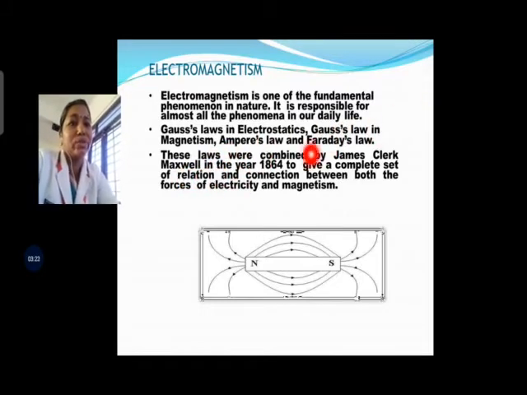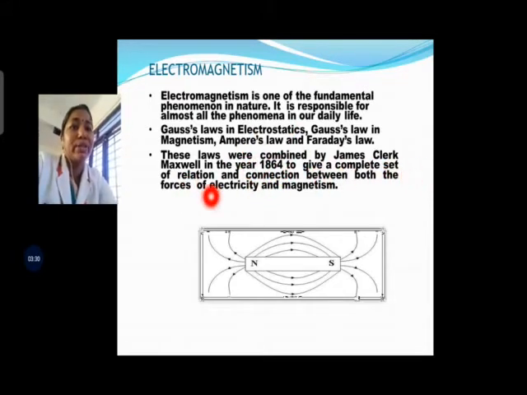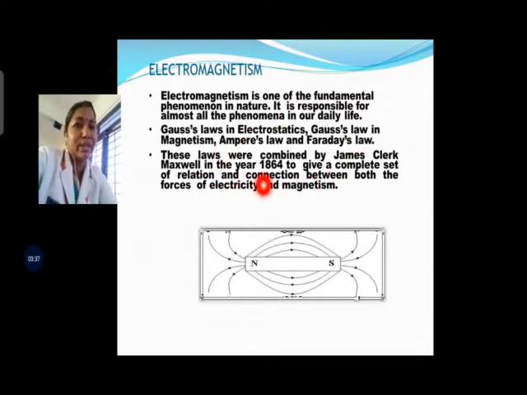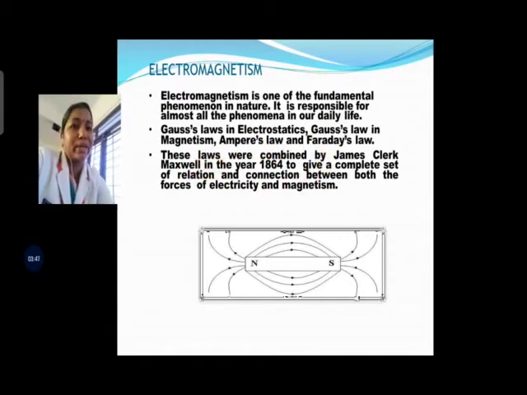wave equation. So these laws were combined by James Clerk Maxwell in the year 1864 to give a complete set of relations and connection between both the forces of electricity and magnetism. So Maxwell is the reason for this electromagnetic wave generation. So here we will get equations for electromagnetic wave, electric field, magnetic field. So many equations we will be getting in this subject. It is basically from Maxwell's.